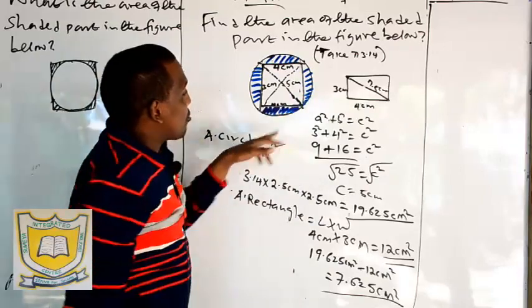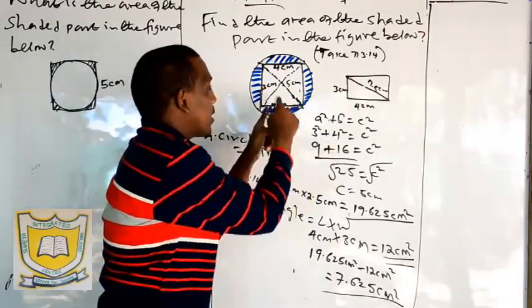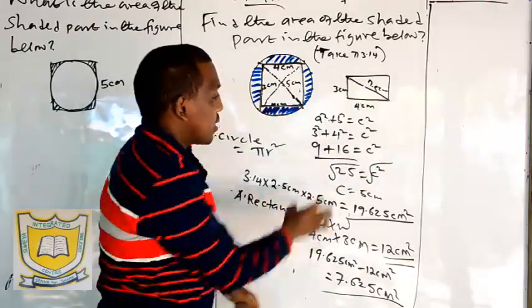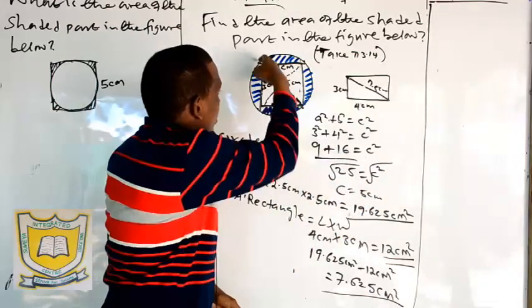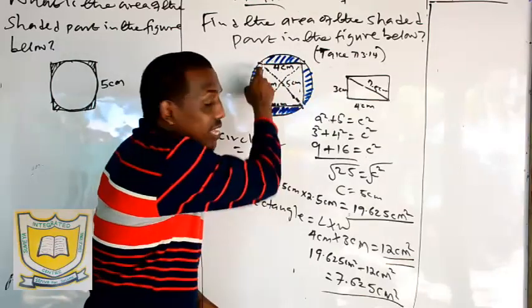So we said 4 squared plus 3 squared. You add. You get 3 times 3, 9, and 4 times 4, 16, is equal to c squared. 16 plus 9, 25. Square root of 25 is 5. The diagonal is 5. The diagonal, from here to here, is the diameter of the circle.